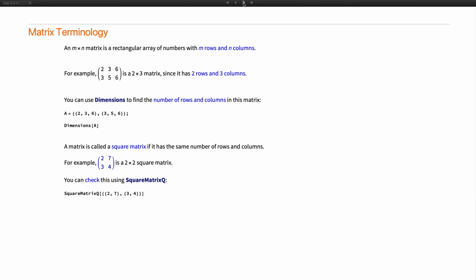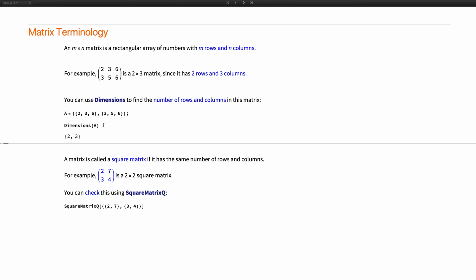Then some terminology. When I say that something is an M by N matrix, that means it has M rows and N columns. For example, here you have a matrix which has 2 rows and 3 columns, so it's a 2 by 3 matrix. The question is, how do you find out how many rows and columns? Well, you have a nice function called Dimensions. Here's the same matrix named as capital A, and if you do Dimensions of A, you get back 2, 3, which says that there are 2 rows and 3 columns in the matrix.